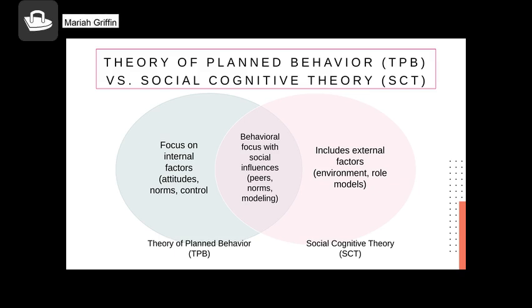The overlap between TPB and SCT lies in their shared focus on behavioral change influenced by social factors. Both theories emphasize how social norms and peer dynamics drive or discourage substance use behaviors, as highlighted by Jalilian and Hadari. This comparison shows that while TPB is more individual centered, SCT incorporates broader environmental and interactive components, offering complementary insights for designing interventions to reduce substance use.